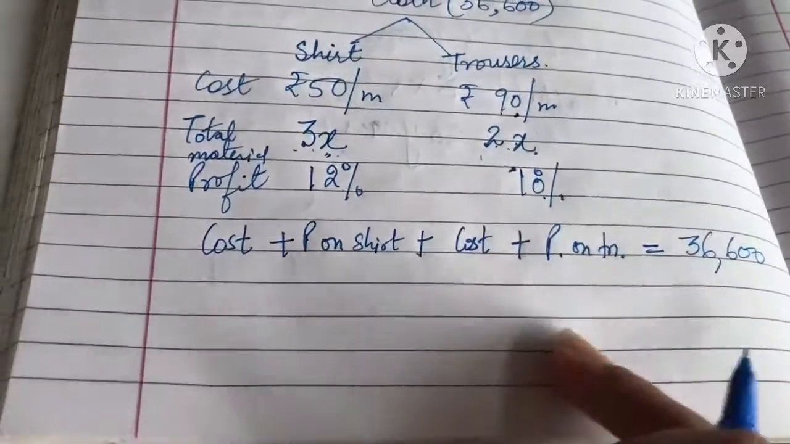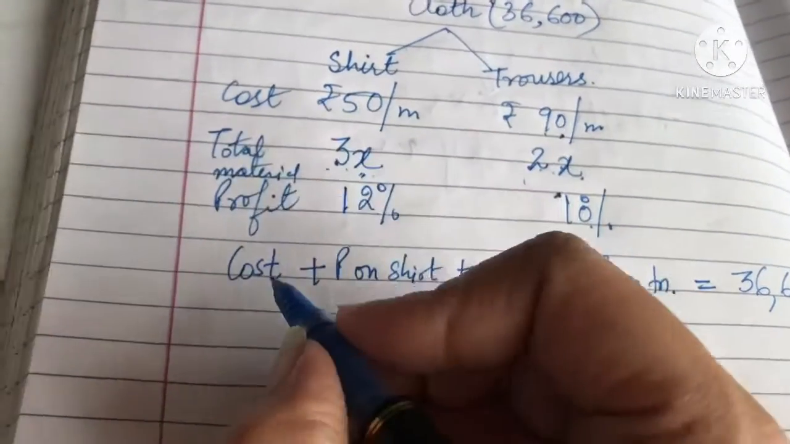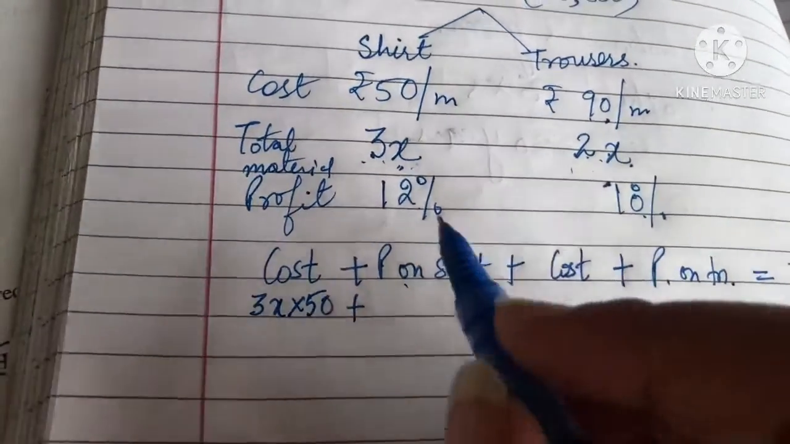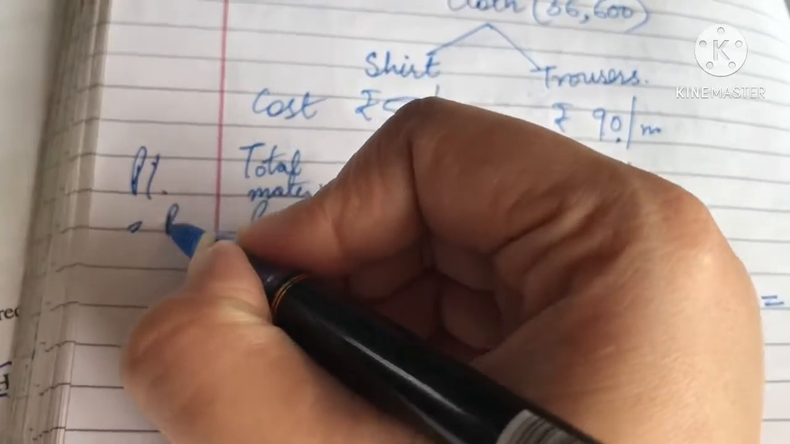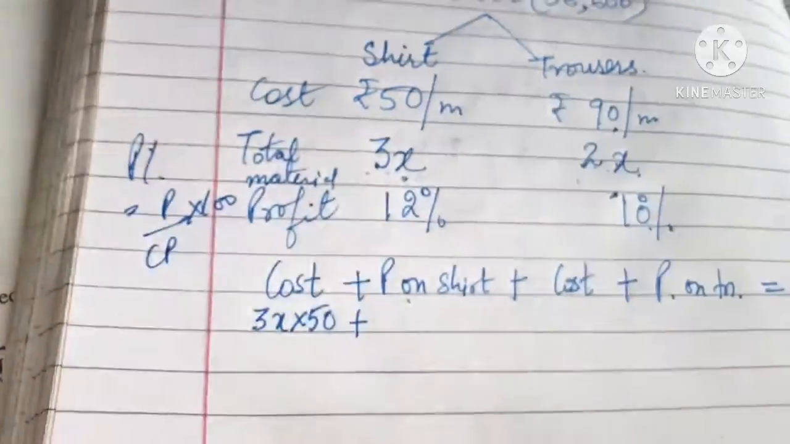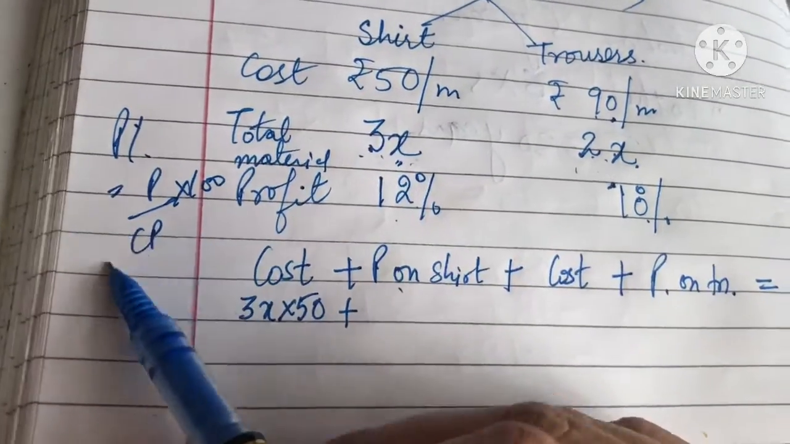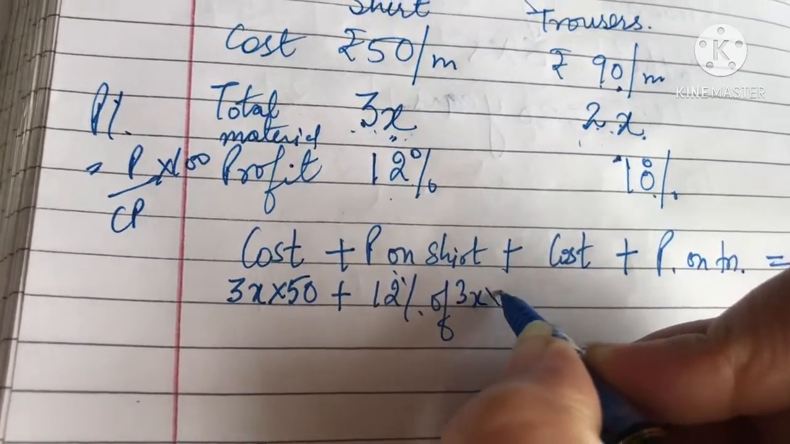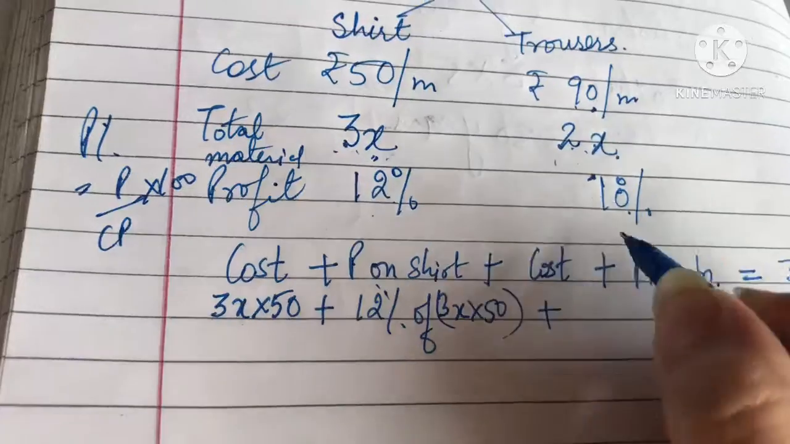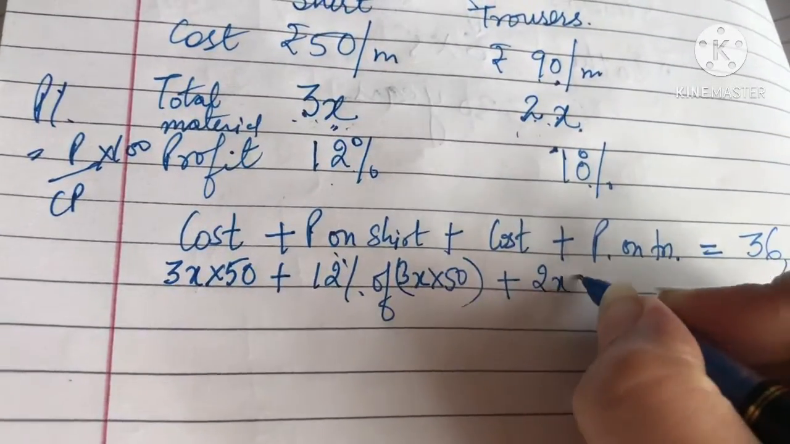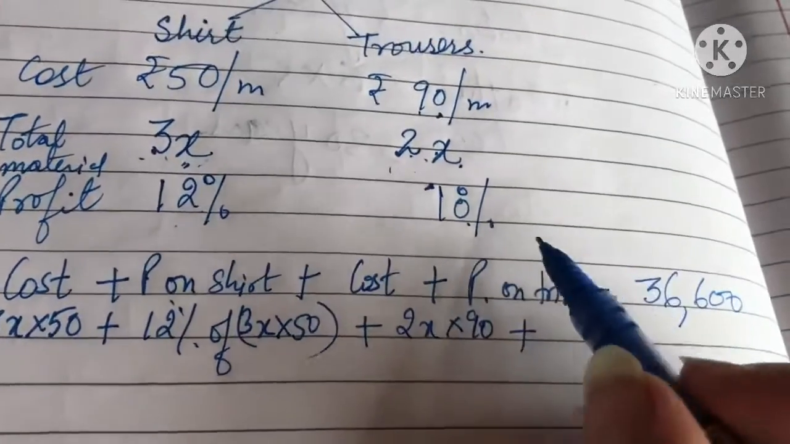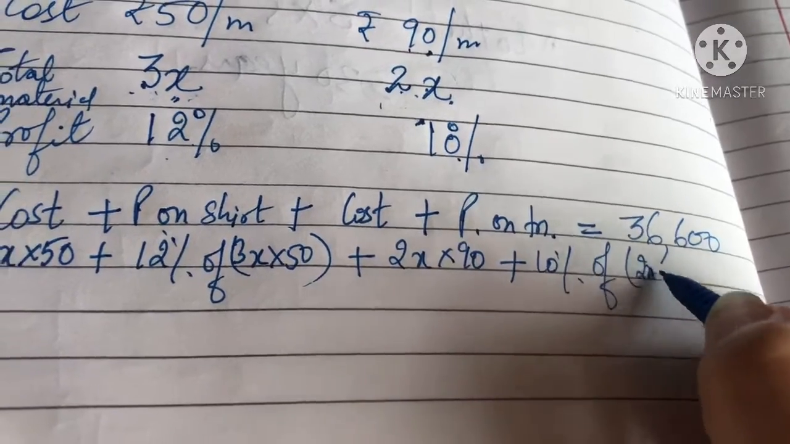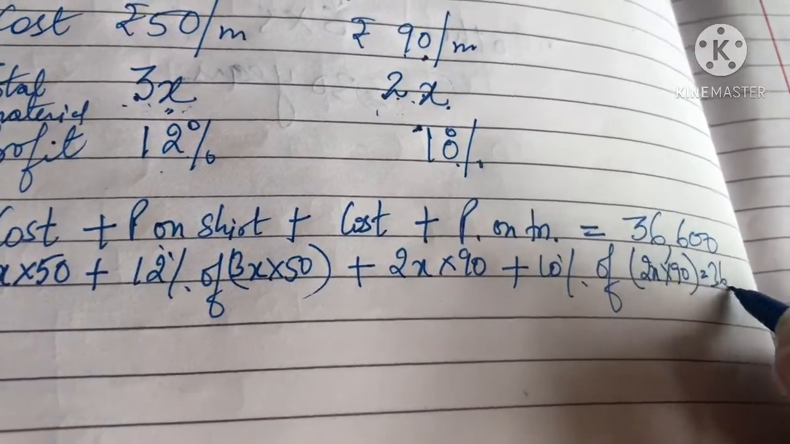So now like this we can form an equation. What is the cost? 3x into 50. Profit. Now how do we find profit? Profit percent is equal to profit upon CP into 100, or you can write 12% of the cost price. So 12% of 3x into 50, plus what is the cost of the trouser? 2x into 90, plus what is the profit on it? 10% of this. So 10% of 2x into 90, and it will give you the total sale.